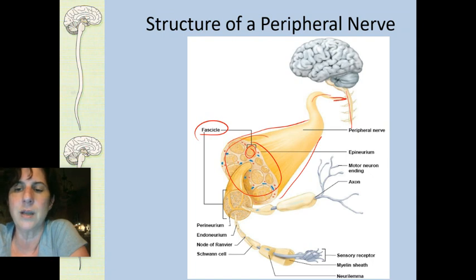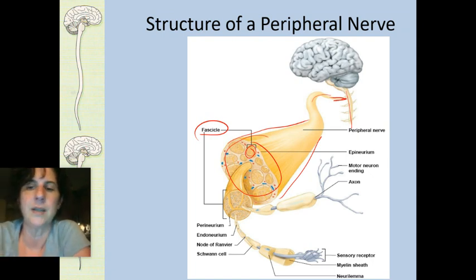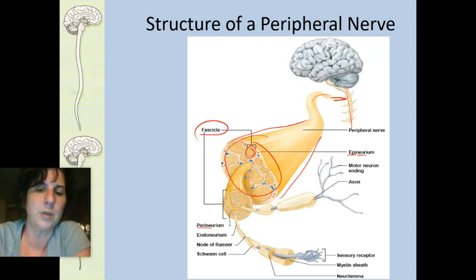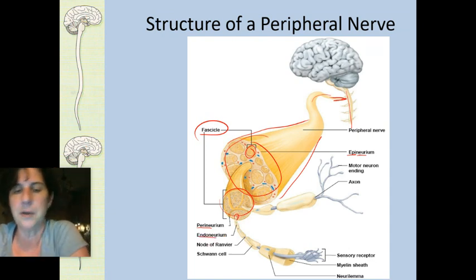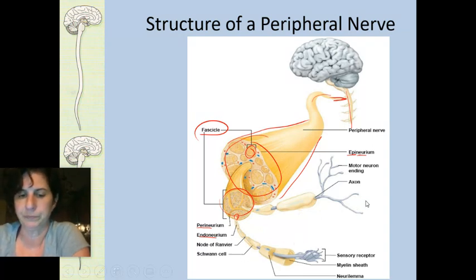Even terms like epi and peri. So we have epi, but instead of myo, which means muscle, this has neur in the word. So epineurium, surrounding the outside. You have the perineurium, which surrounds one fascicle, and then the endoneurium, which is one little section going around here, smaller and smaller.